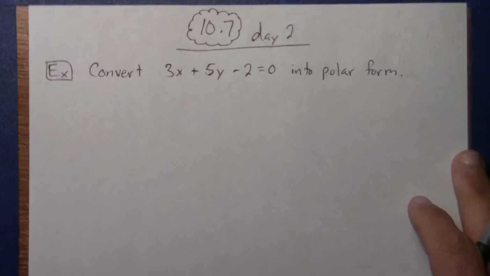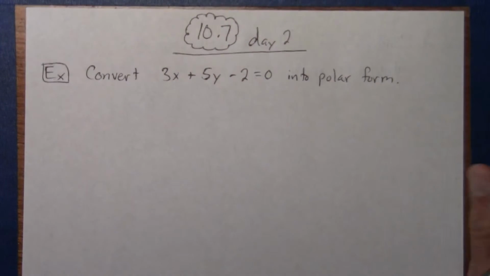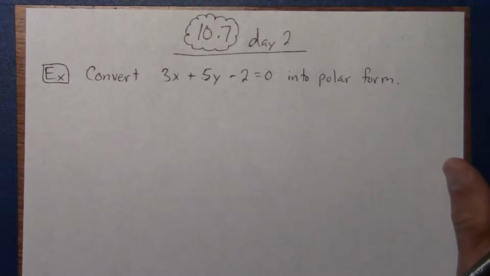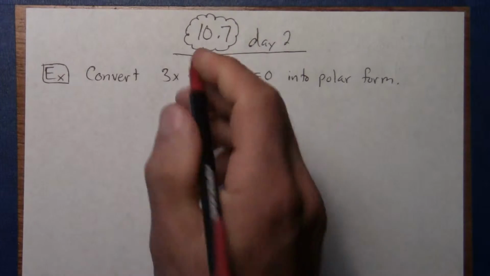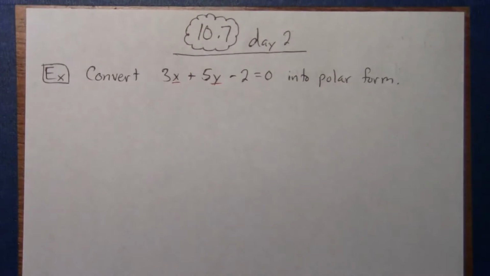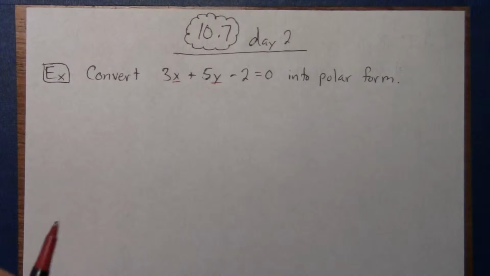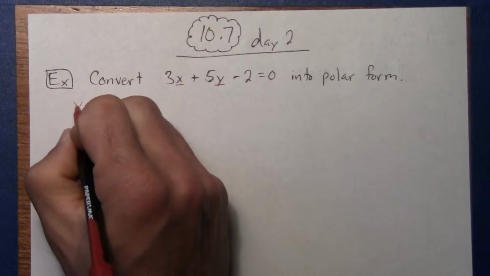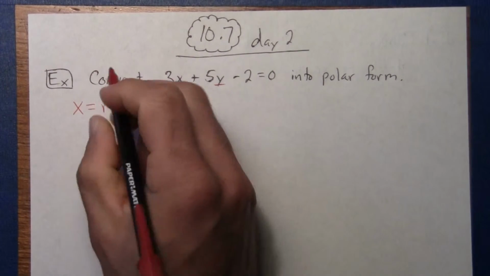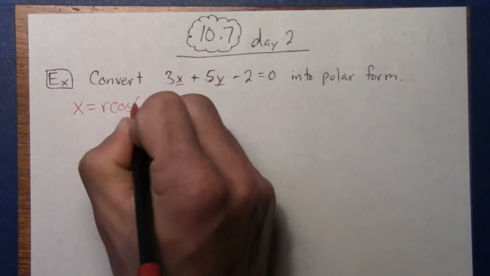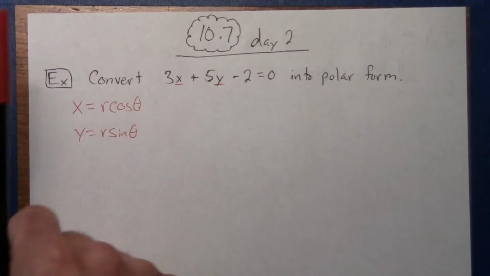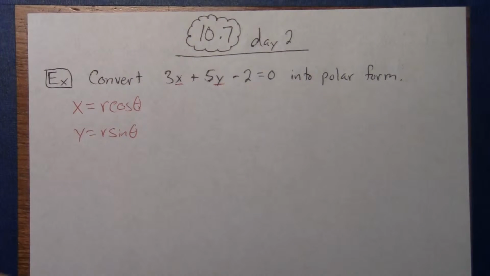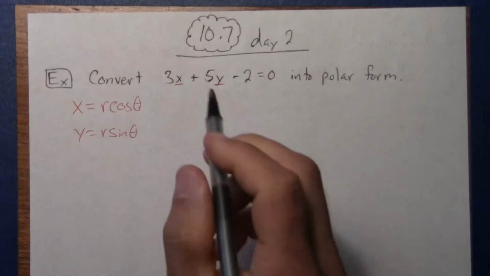Alright, so looking at the first one, convert 3x plus 5y minus 2 equals 0 into polar form. Since I want it in polar form, I want to have r and theta. I do not want x and y in this equation. So I have to think what formulas would be good to get rid of x's and y's, and these are the two that you would want. It's x is equal to r times cosine of theta, and y is equal to r times the sine of theta. Those are 2 of the 4 formulas that we learned in 10.7 day 1 that we're going to want to use. So simple enough, it's just a substitution.